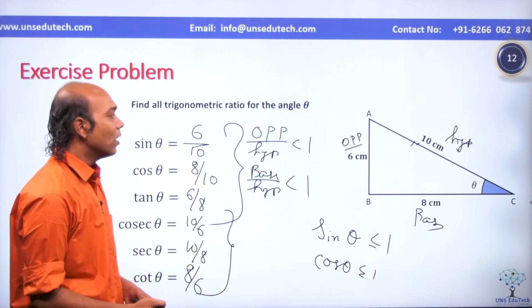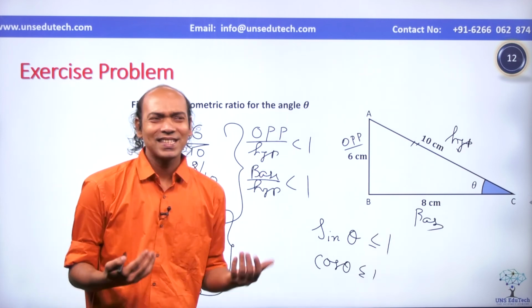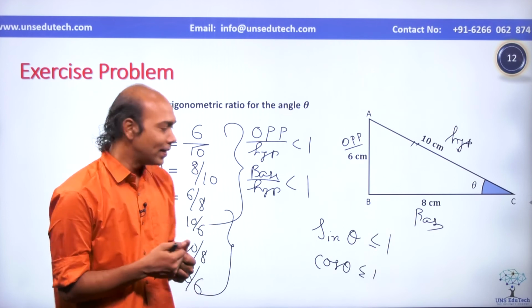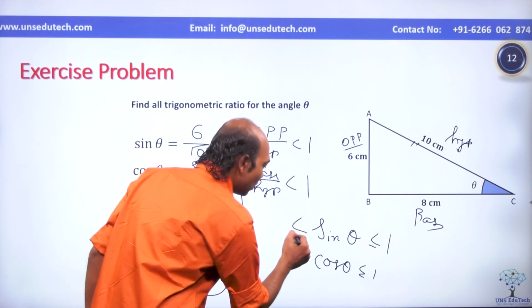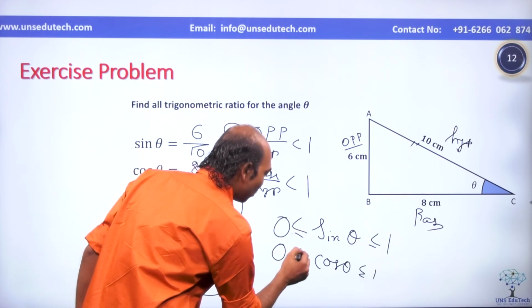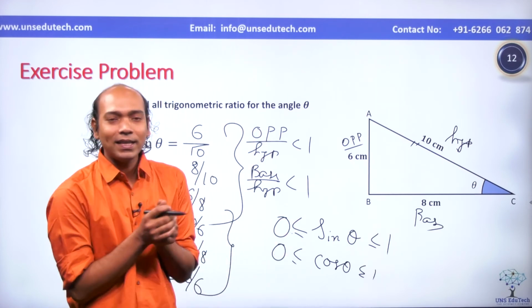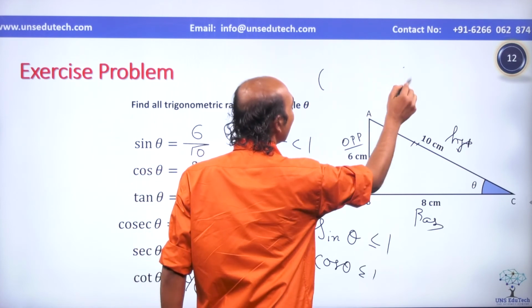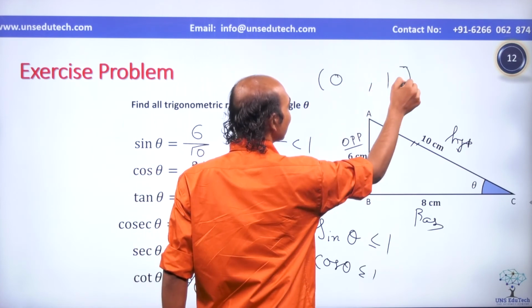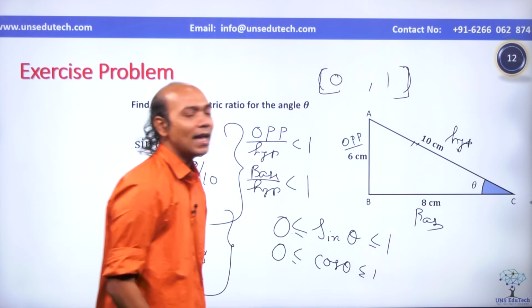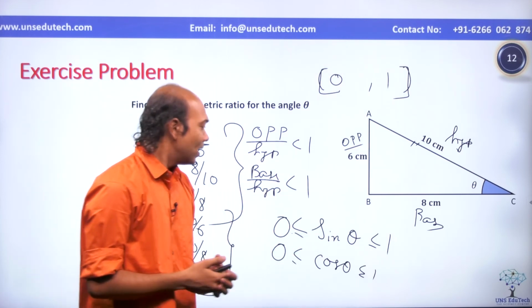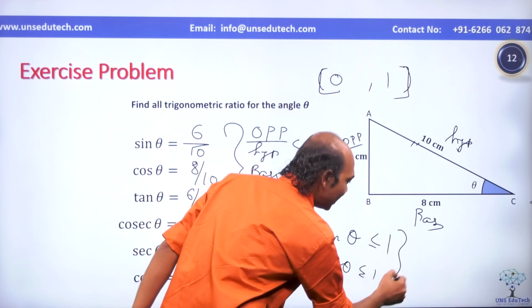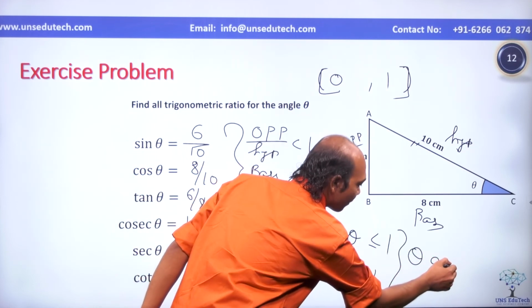Now, obviously, these are side lengths, but side length cannot be negative. So, in that case, they are greater than or equal to 0. That means sine theta value and cos theta value always lie between 0 and 1, specifically in a closed bracket. Okay. So, it lies between 0 and 1. Now, remember, this is only true when theta is acute.